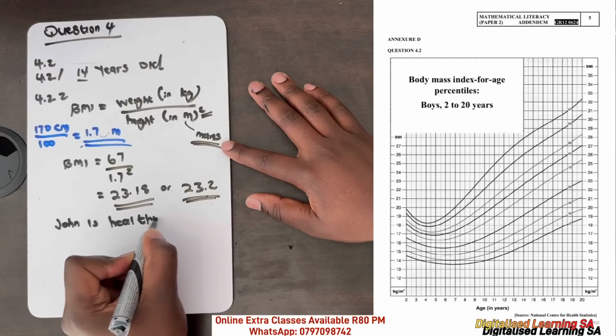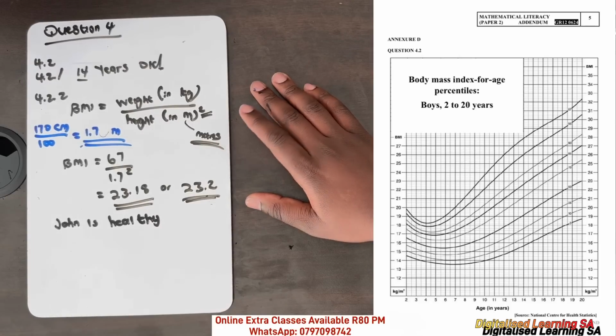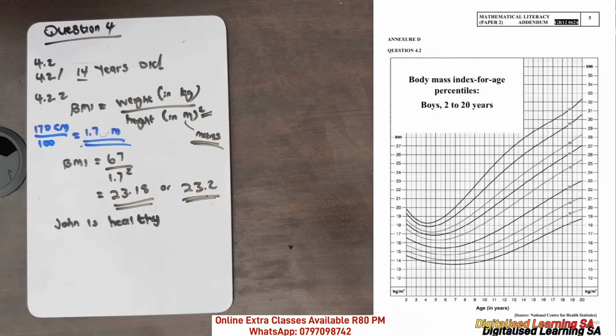We can conclude that John is healthy. So you just check on the percentile lines on the graph that we are given. What you need to do first is go to 23.2 on your y-axis and then check where it is falling between those lines. You can see that it is between the 50th and the 75th percentile.